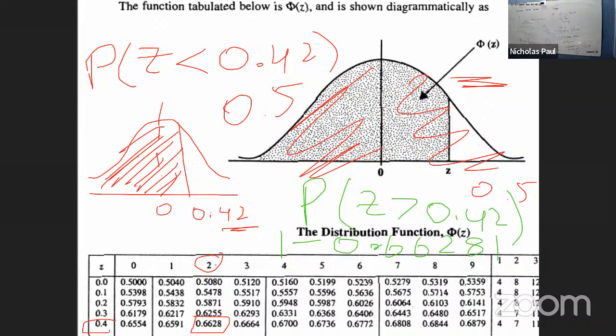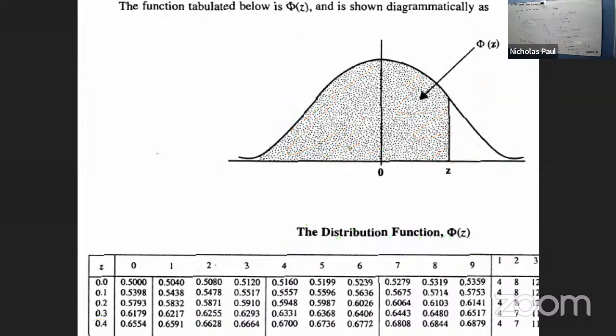Are you okay with that? All right, so that's the way you read the table. That's the way you read the table. Any questions online?